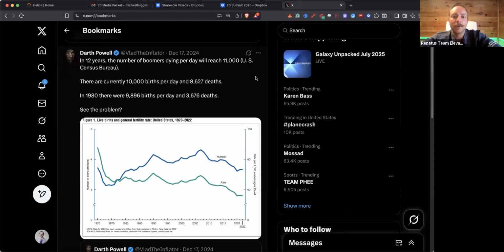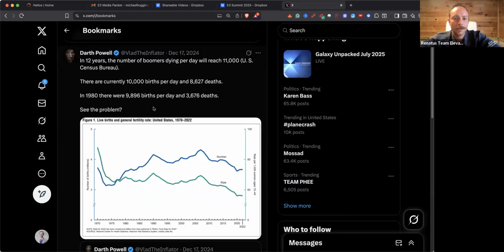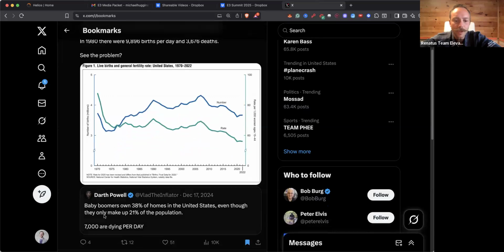The number of boomers dying per day in 12 years will reach 11,000. There are currently 10,000 births per day and 8,600 deaths per day. In 1980, there were 9,000 births per day and 3,600 deaths per day. Sorry, I think I said births, but I didn't say deaths. 10 and 8, 9 and 3. Okay, interesting. Also, this was the one that hit me. Baby boomers own 38% of the homes in the United States, even though they only make up 21% of the population, and 7,000 are dying per day.